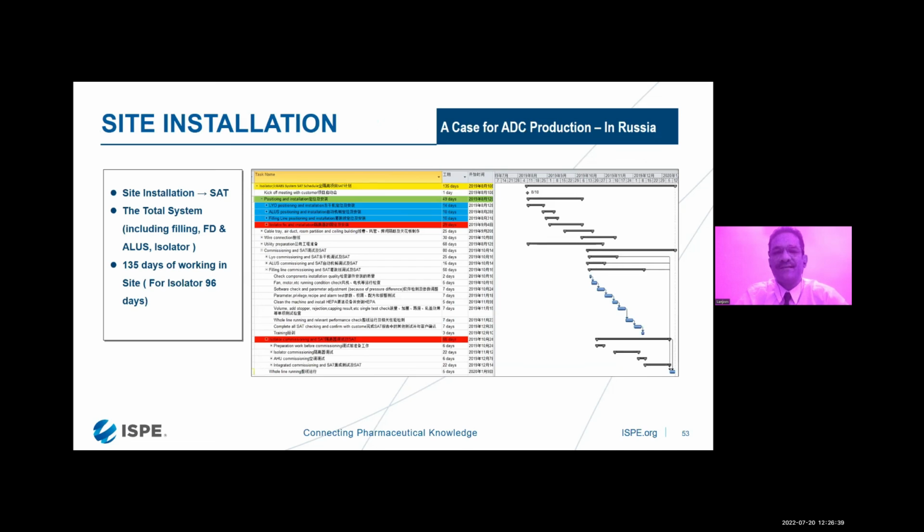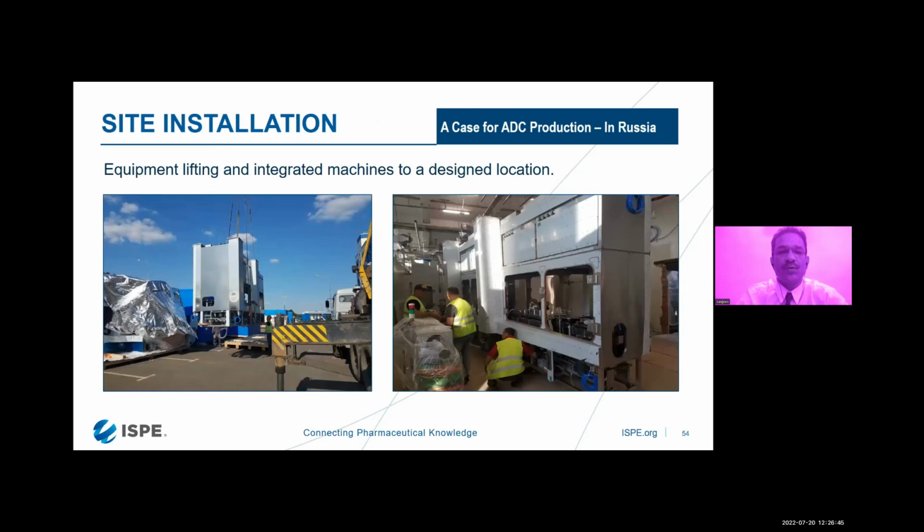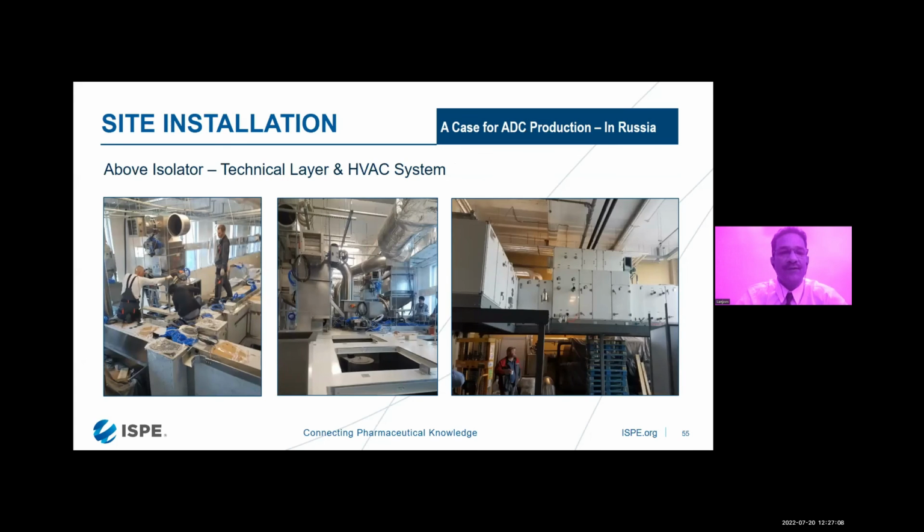So these are some of the photographs and the schedules that we have given for the site installation. This is how the equipment arrives on site. On the right-hand side, you can see the technicians leveling this isolator and putting it in place. As you can see on top, you do not have a false ceiling. Once the machine is put in place, the false ceiling is done on top of the machine.